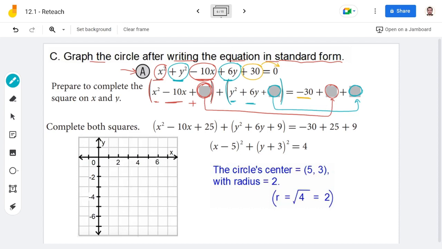Is it a complete square? Yes, this is a complete square. So prepare to complete the square on x and y. So how can I complete the square? You know that we need to find what? You know that ax squared plus bx plus c. So I need to find c and add it to both sides. So first let's find c here, then we find c here, then we add it to both sides.